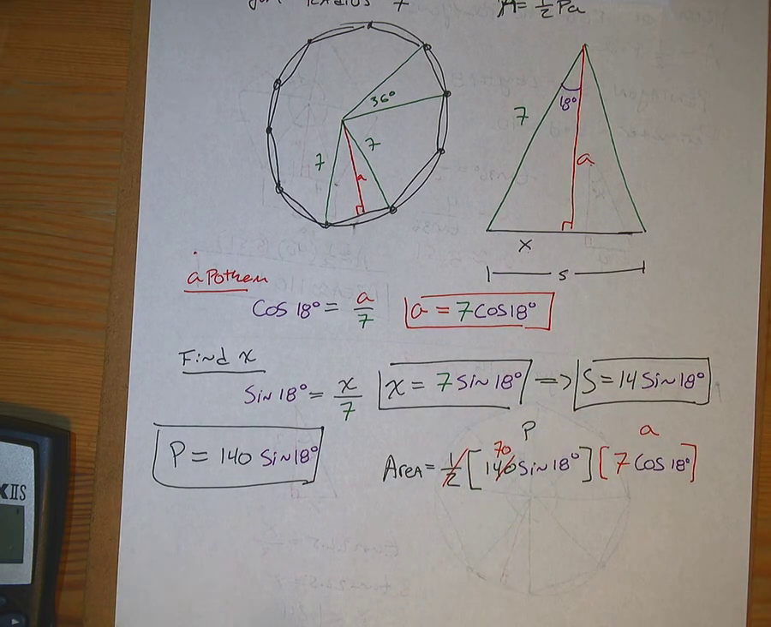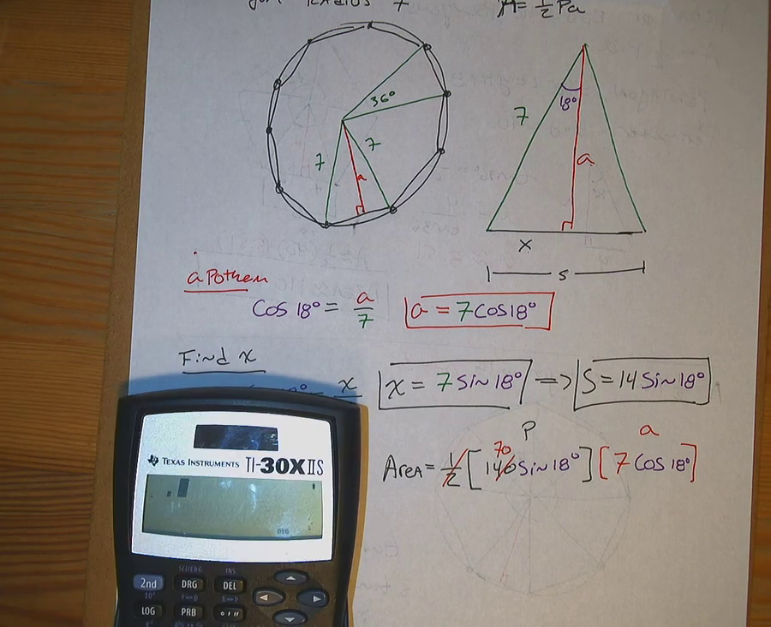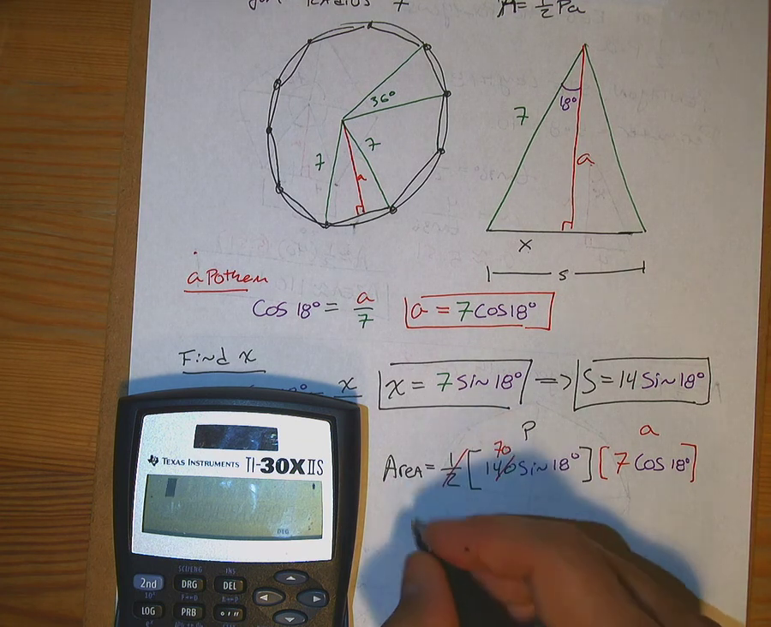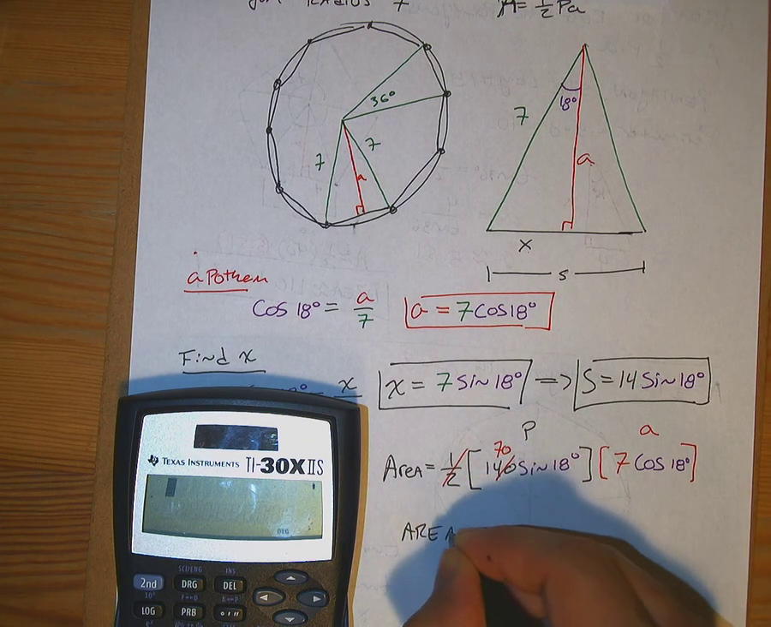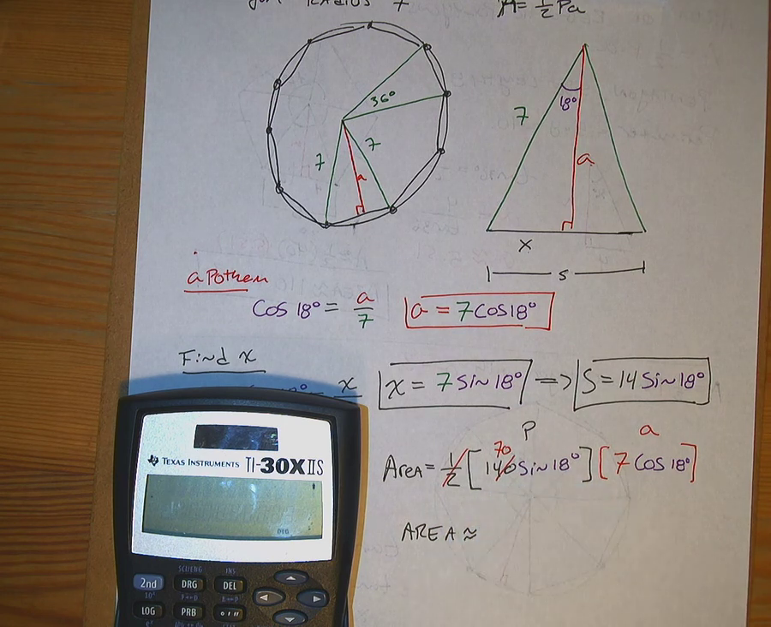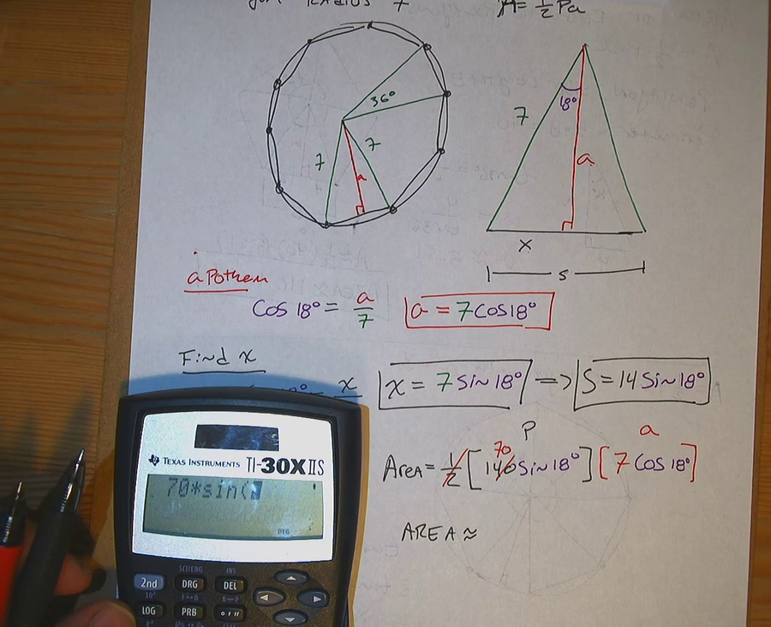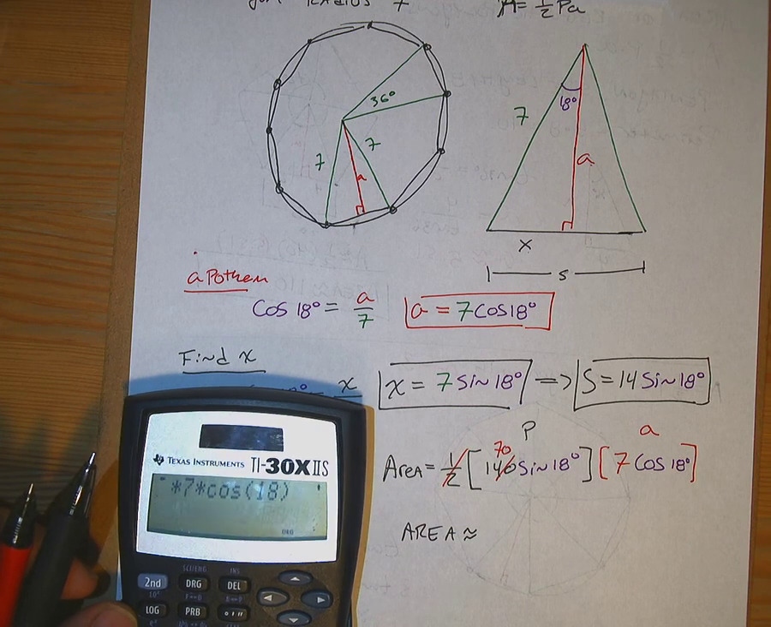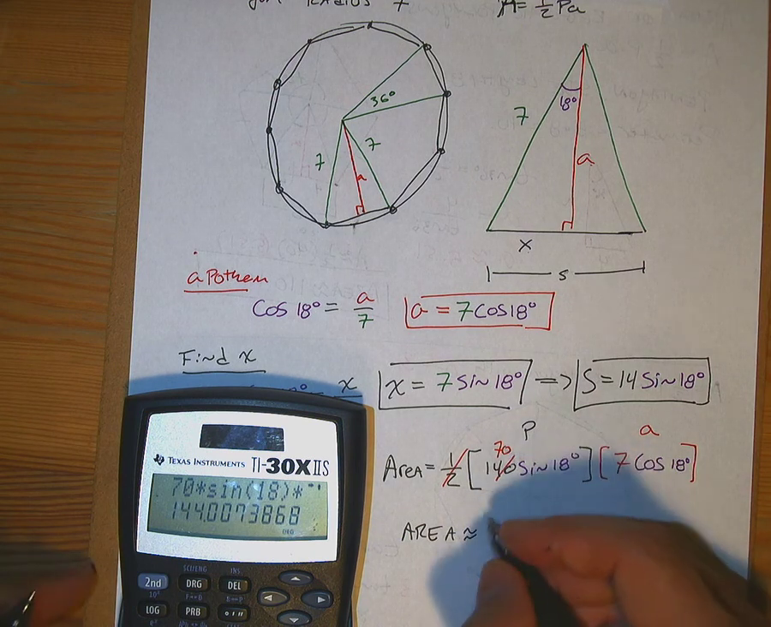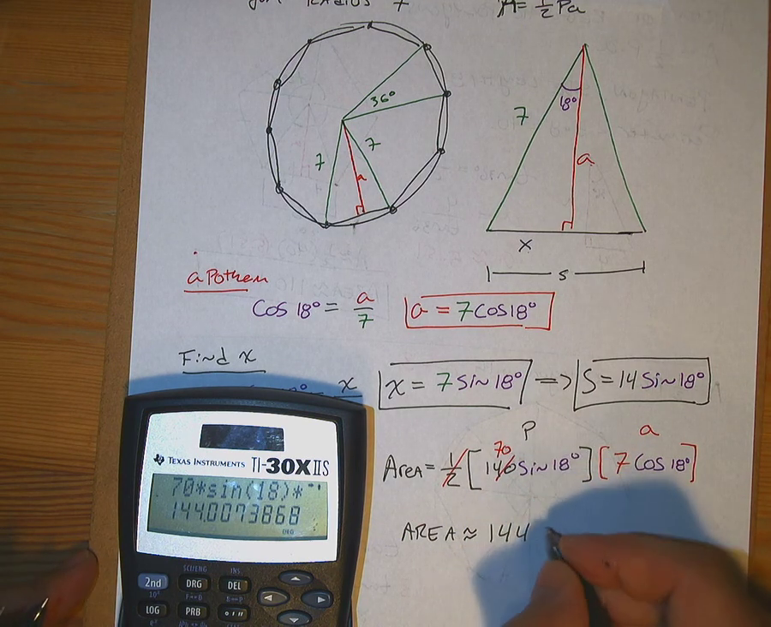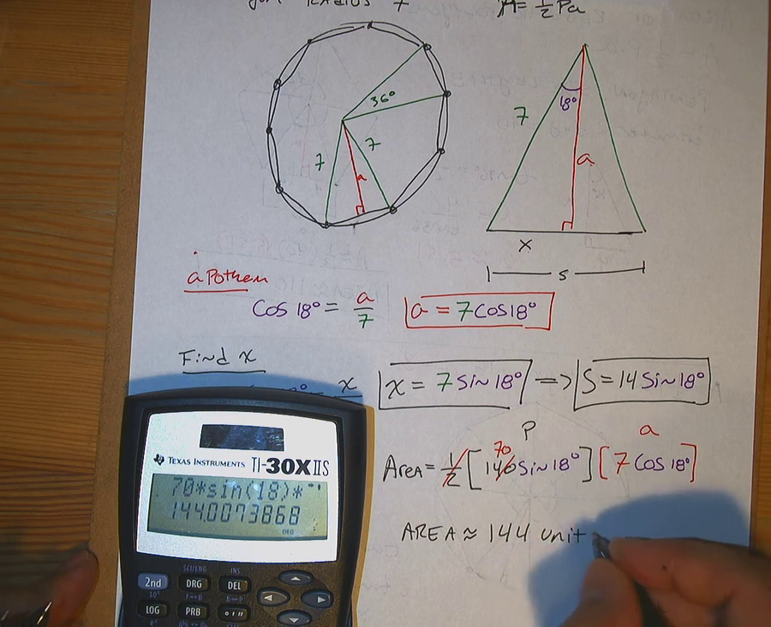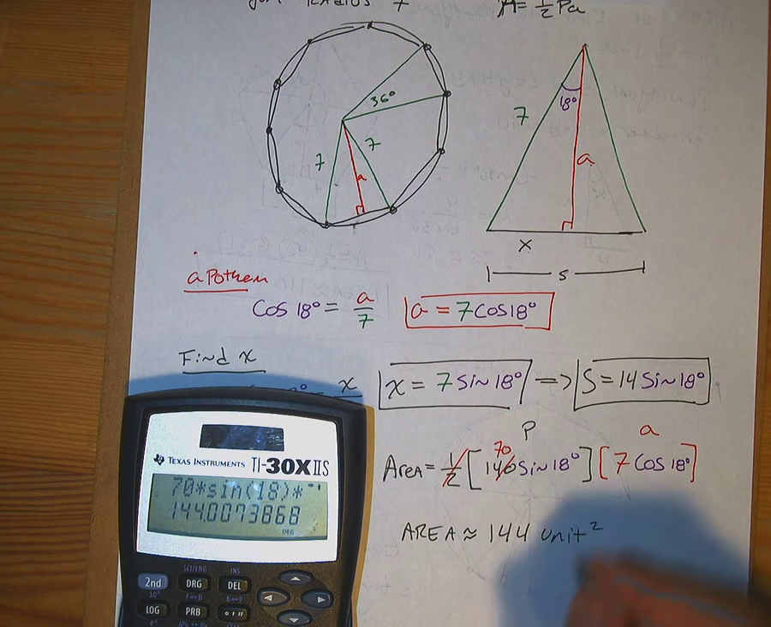And then I can plug all of this into my calculator at once. And again, I like to do this because the fewer times that I write down the answer, then the less rounding error I'm going to have. So the area will be approximately equal to 70 times the sine of 18, close parentheses, times 7 times cosine of 18, close those parentheses again, enter. And that gives me an area of approximately 144 units squared.